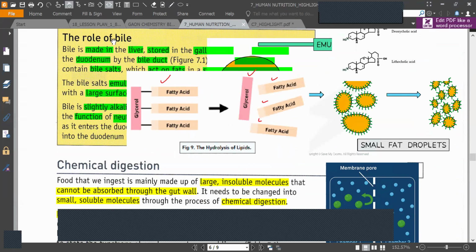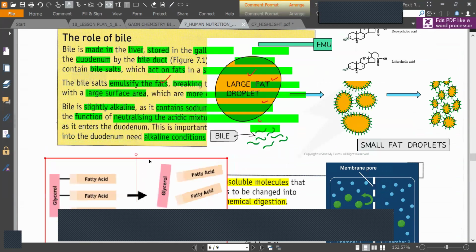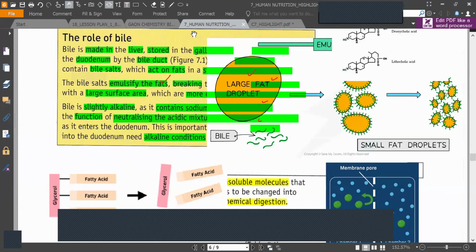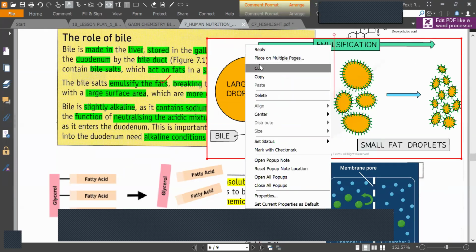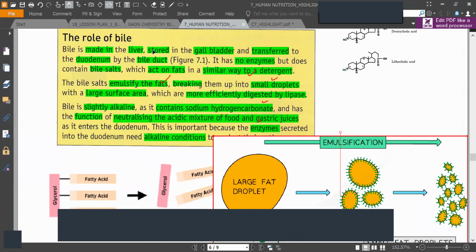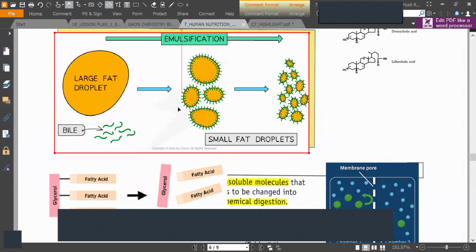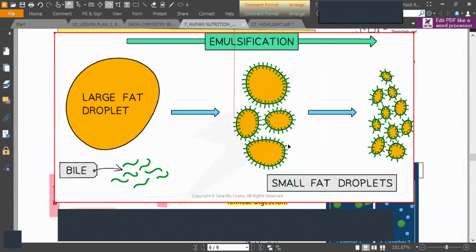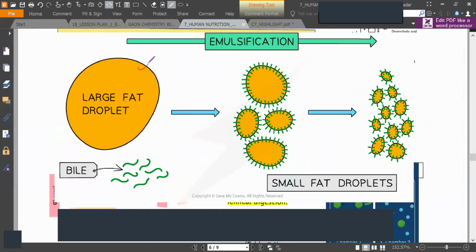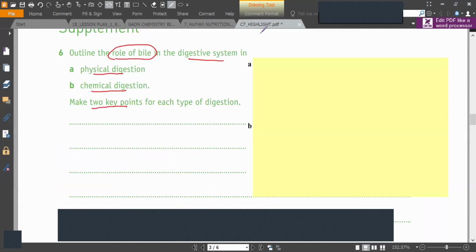So we have these large fat droplets. When they come into contact with bile, they will turn into small fat droplets like this, which will increase the surface area for digestion. So that's the function.